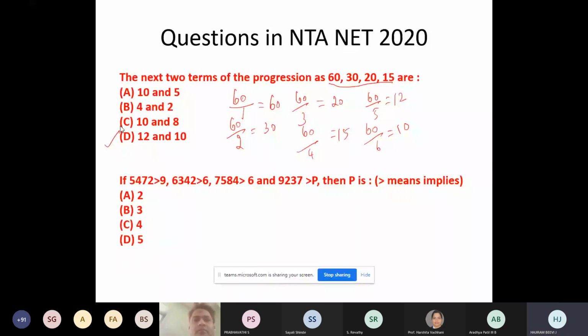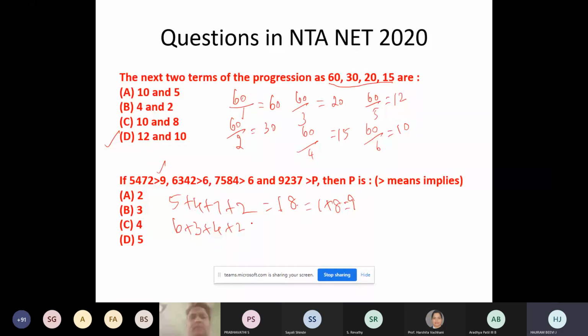Then they have given one sequence. If 5472 greater than 9, 6342 greater than 6, 7584 greater than 6, and 9237 greater than P, then P is... So 5472: 9, 16, 18. Then again add these two digits. So this one gives 9. So likewise find the other combinations too.